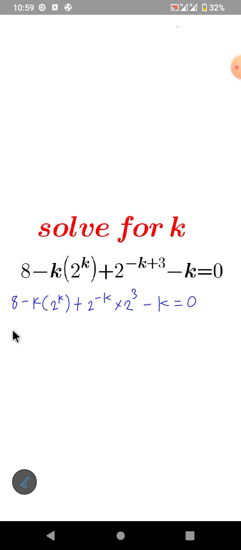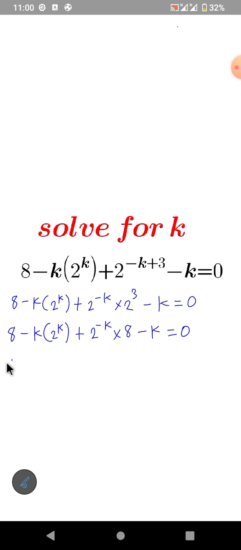Then we continue again. We write 8 minus k, open bracket, 2 raised to the power of k plus 2 raised to the power of minus k times 2 raised to the power of 3 is the same thing as 2 times 2 times 2, which is what? 8. Then minus k, all equal to 0. Now my next step will be to rearrange this whole expression for easy factorization. So I'm going to write this expression as, I'm going to rearrange it.